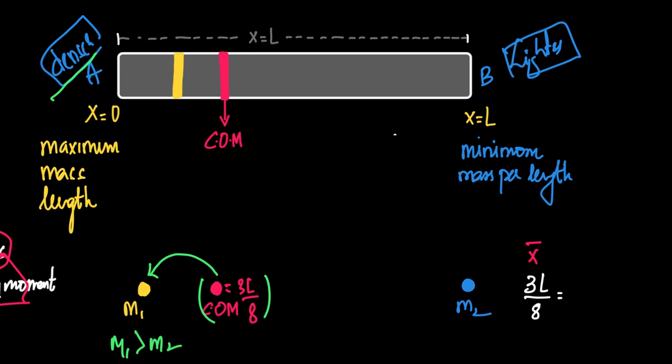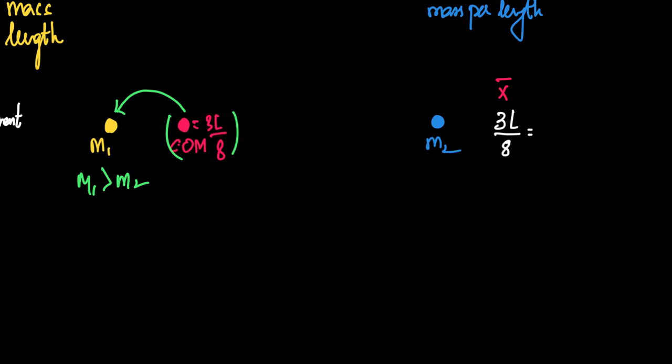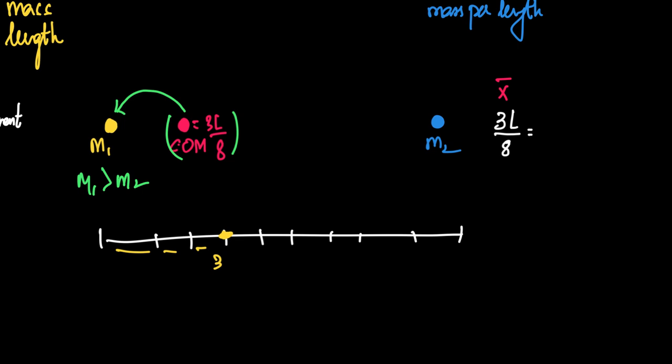Now, some of us may wonder: how do you identify 3L by 8? So what is 3L by 8? 3L by 8 implies if you divide this length between m1 and m2 into 1, 2, 3, 4, 5, 6, 7 and 8 equal parts, then we have this position 1, 2, 3, this much position. This will be 3 by 8, the position of center of mass. I hope that makes sense.